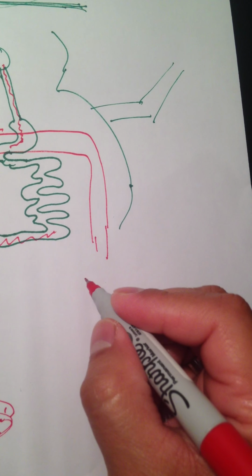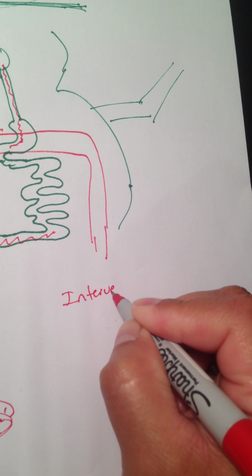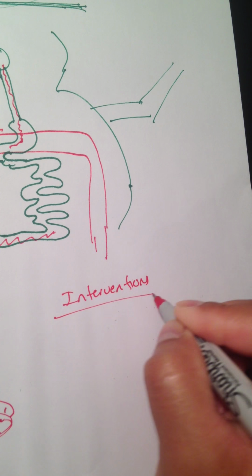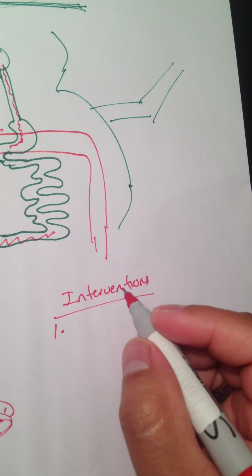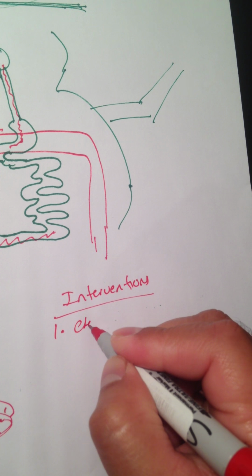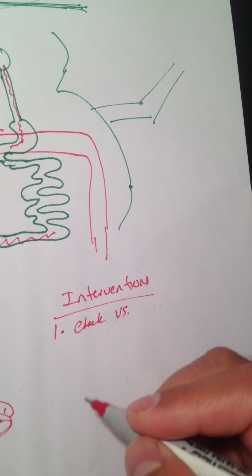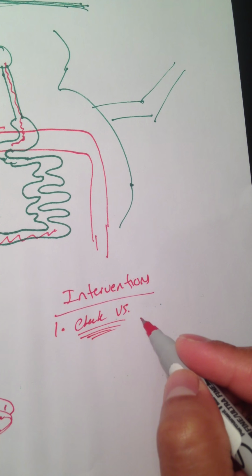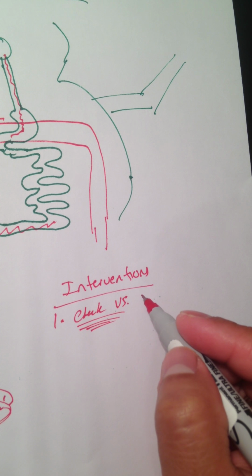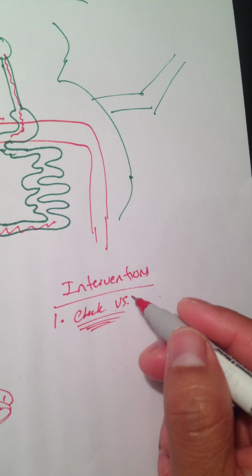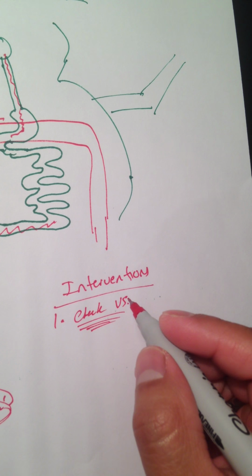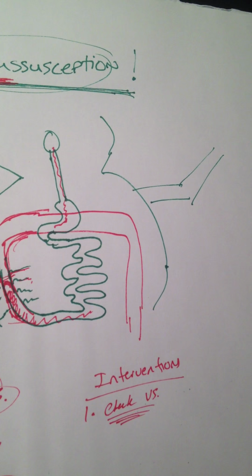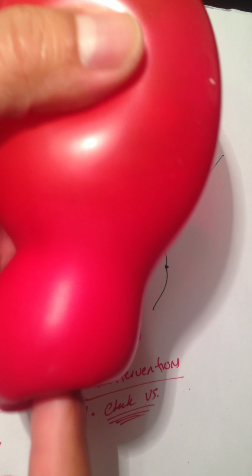Now, interventions. Number 1, you will always check for changes in their vital signs, their blood pressure, their heart rate. Look for severe changes, because if those drop or they change dramatically, it can indicate a perforation has occurred. Okay, we talked about how the bowel is going to go into itself. Well, this may cause a rupture or a perforation.